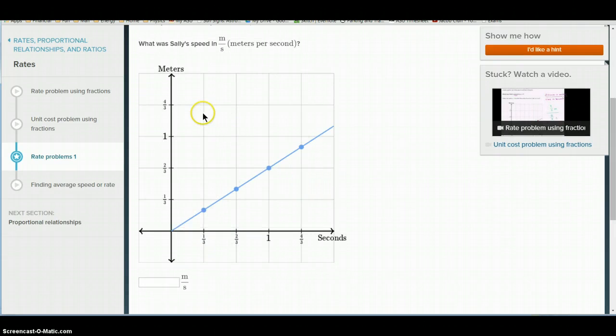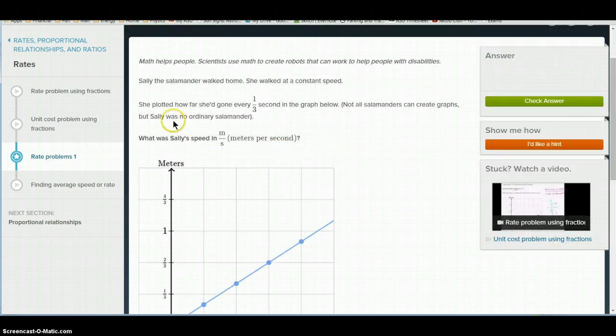Okay, so we have this graph here. We see meters is the y value, and seconds is the x value. So if we're looking for meters per second, there's a few ways of doing this. We can find an easy to take value, like 1. We don't have a clear value here, but over here, for this 1 second, we have 2/3.